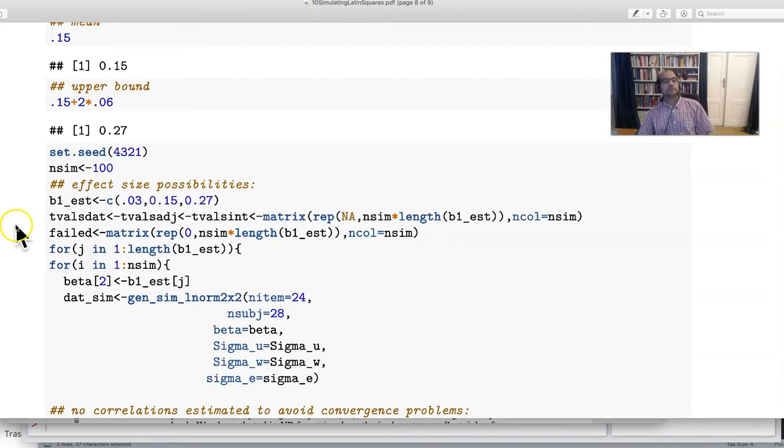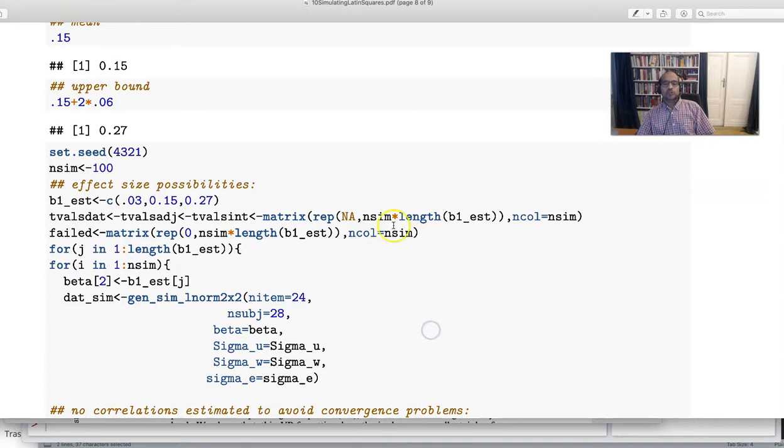So how do I do this? What I'm going to do is save the t-value for the dative effect. After I've simulated some data, I'm going to run the linear mixed model, compute the t-value for the dative effect on the simulated data, and save it in this vector which I'm going to create in advance.